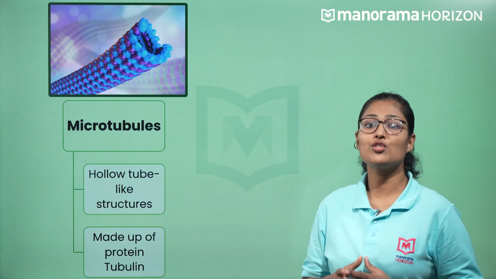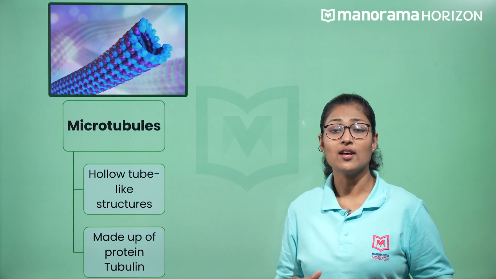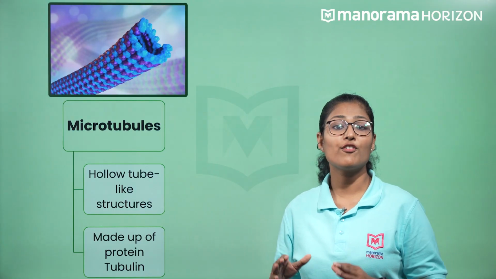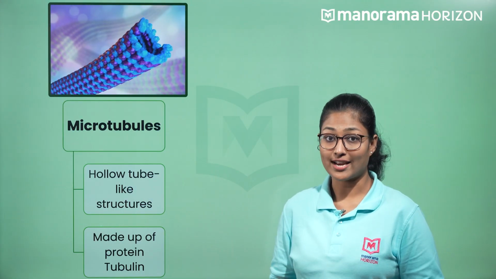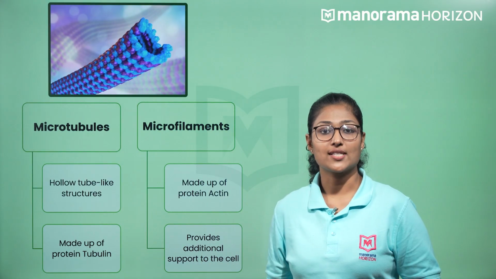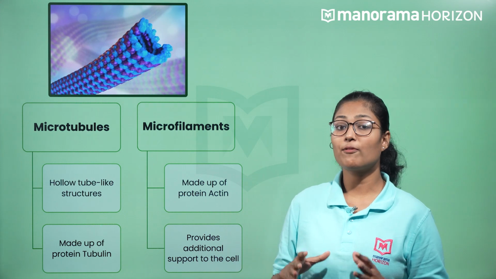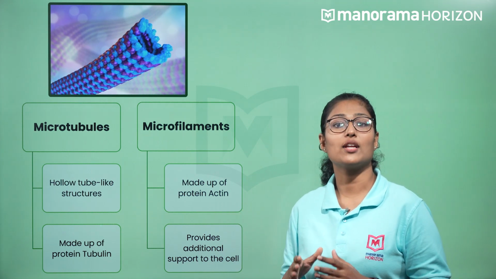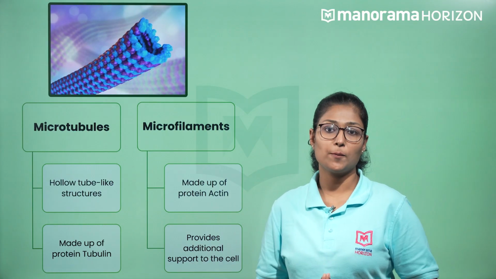Microtubules are hollow tube-like structures which provide the basic support to the living cell, and they are made up of the protein tubulin, whereas microfilaments are the structures which are made up of the protein actin and provide the additional support, like tensional support, to the cell.